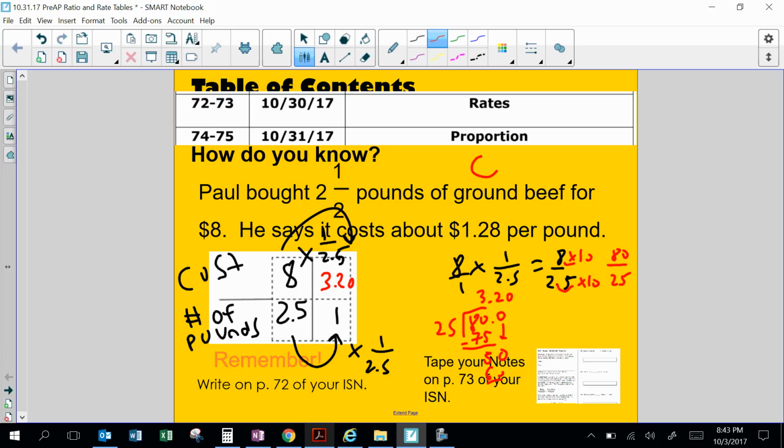Let's think about it. If you have a pound of ground beef, another pound of ground beef, and half of a pound, this pound costs $3.20. This pound costs $3.20. This half of a pound costs $1.60. So $3.20 plus $3.20 plus $1.60 is $8.